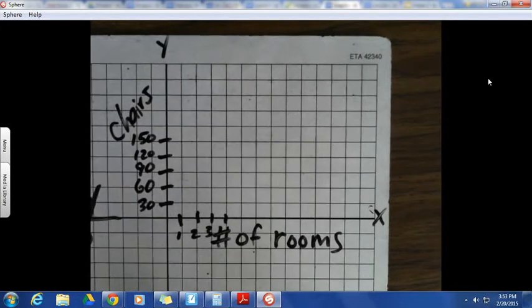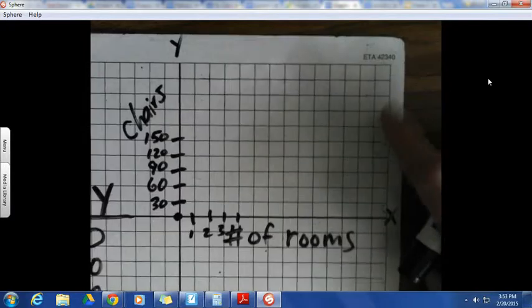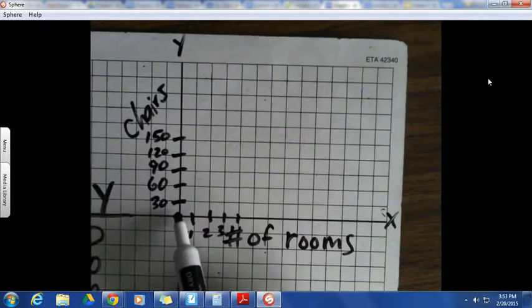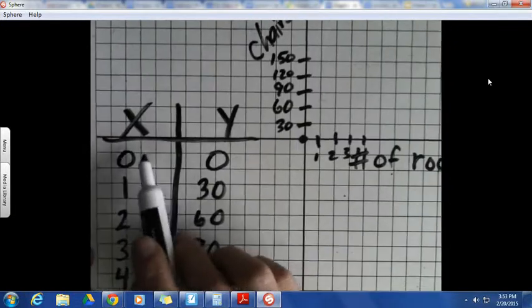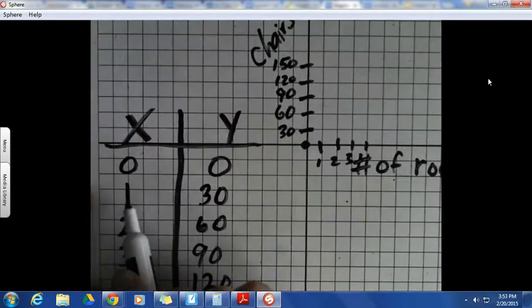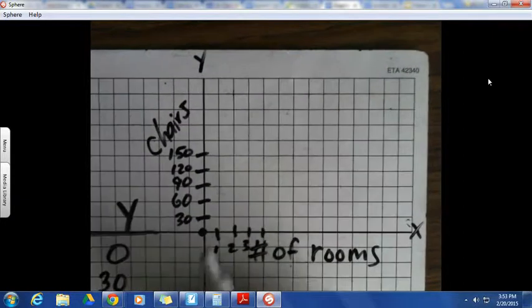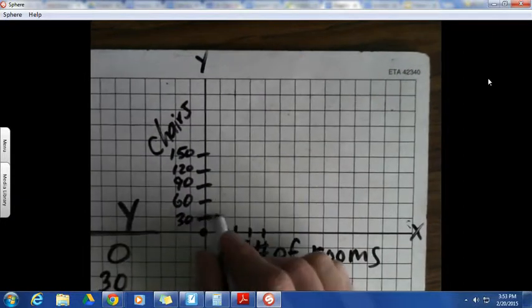And remember, for unit rate graphs, we only just use this first quadrant. Okay, because our graphs always start at the origin. So we're going to start at the origin. For 0, 0, we have our 1 point. Next, we're going to plot our point 1, 30. So if X equals 1, Y equals 30.